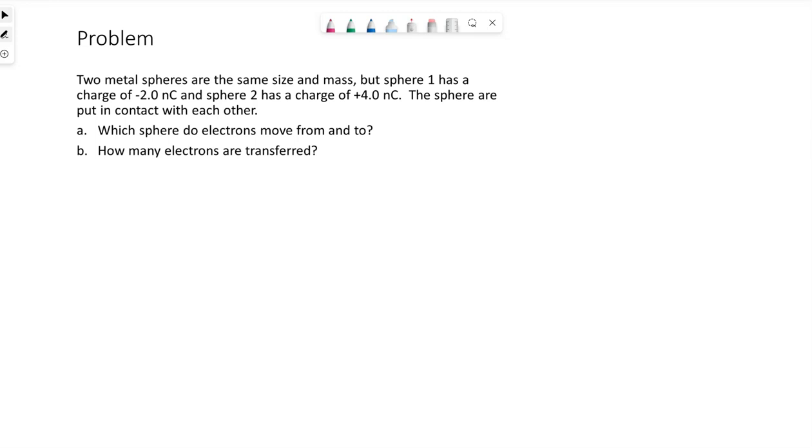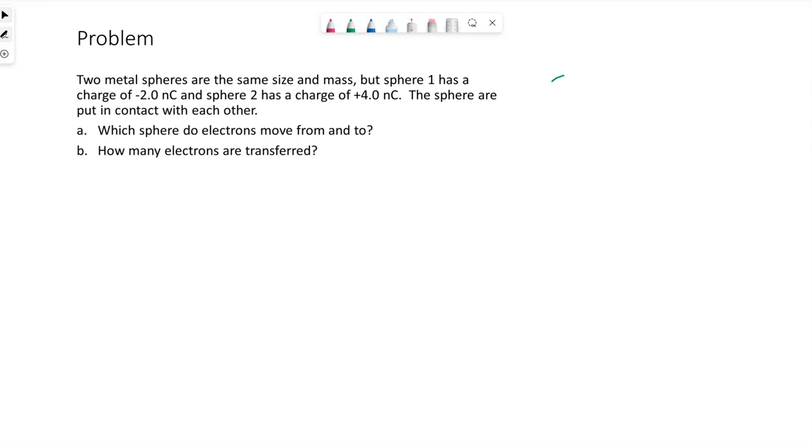We have an example problem here. Two metal spheres are the same size and mass, but sphere 1 has a charge of -2 nanocoulombs, and sphere 2 has a charge of +4 nanocoulombs. The spheres are put in contact with each other. Which sphere do electrons move from and to? How many electrons are transferred?